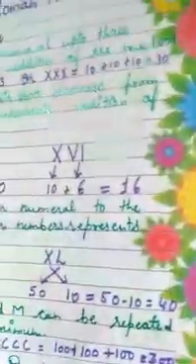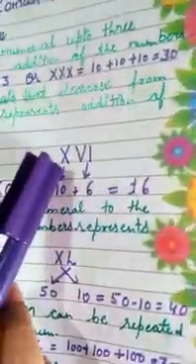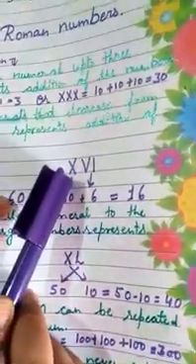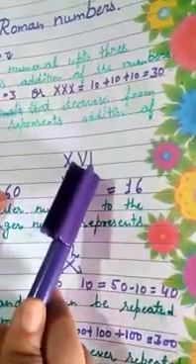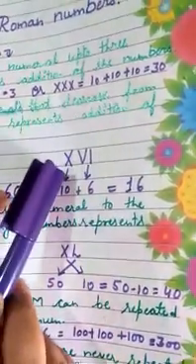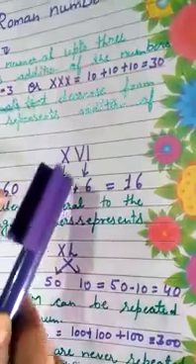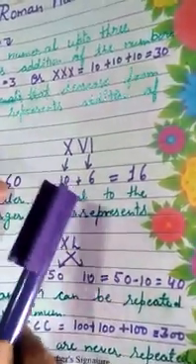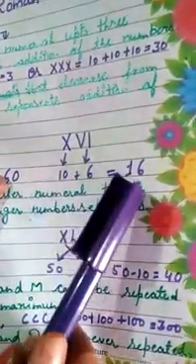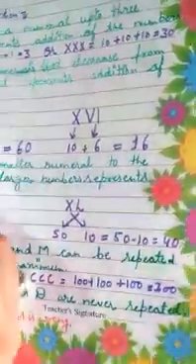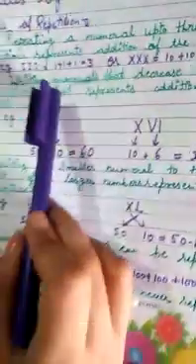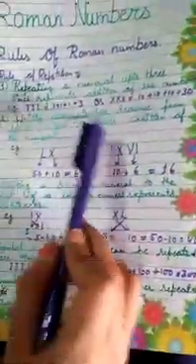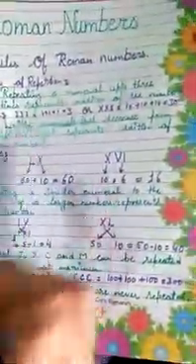Now, next example: XVI. X is on the left side and VI on the right side. What is the value of X? 10. And what is the value of VI? 6. Clear? 10 plus 6 is equal to 16. In rule number 2, writing numerals that decrease from left to right represents addition of the numbers.